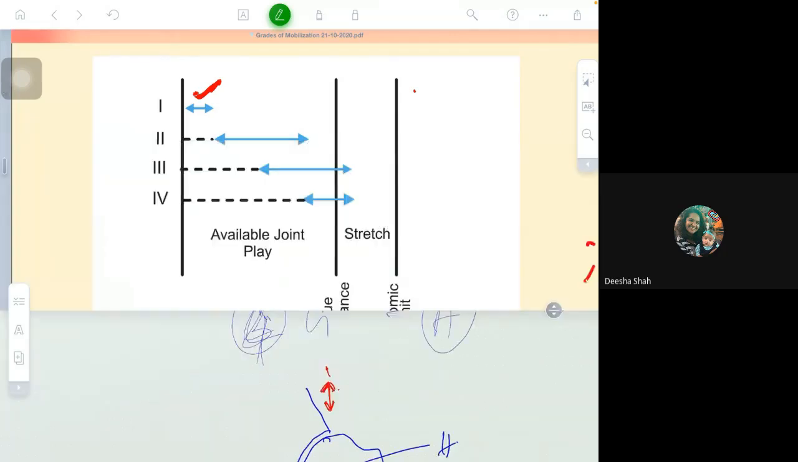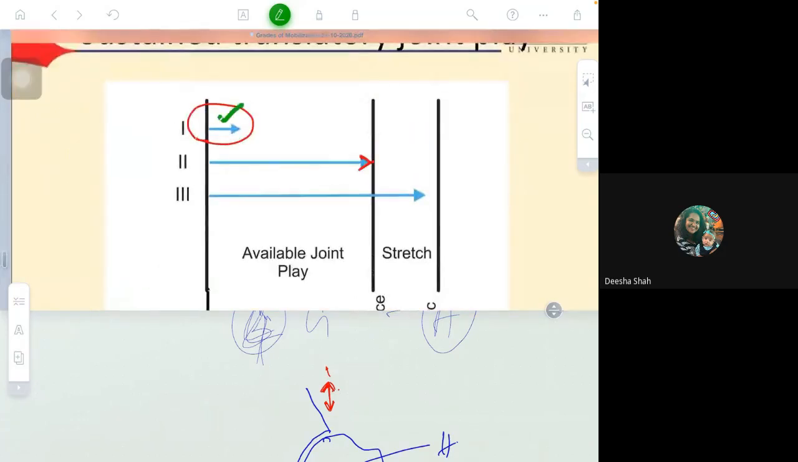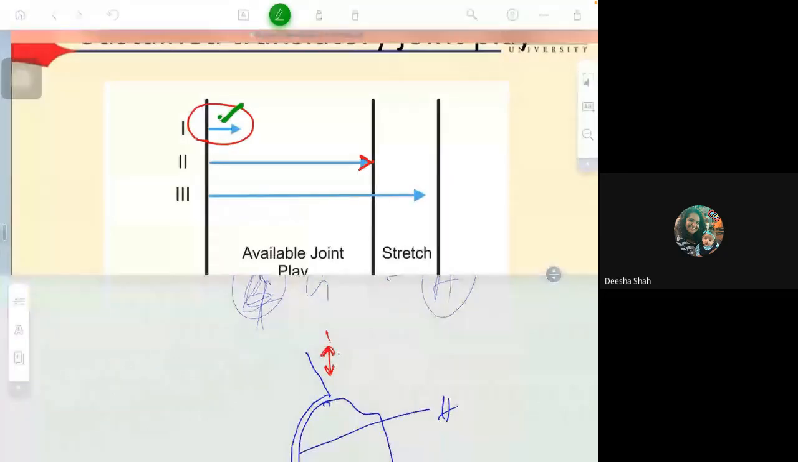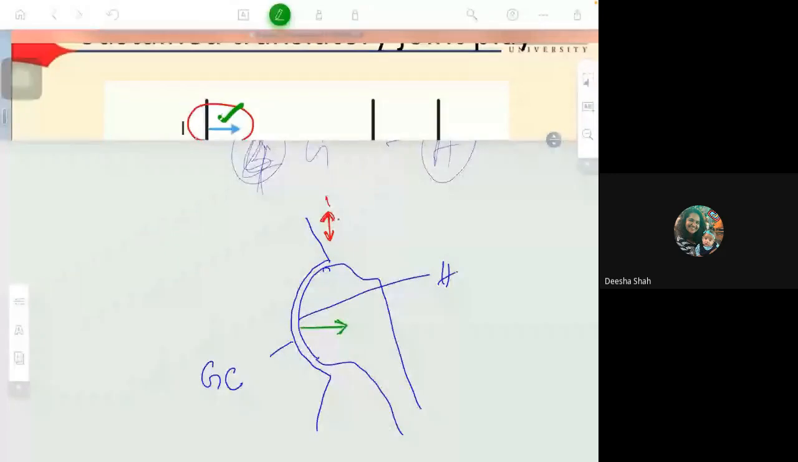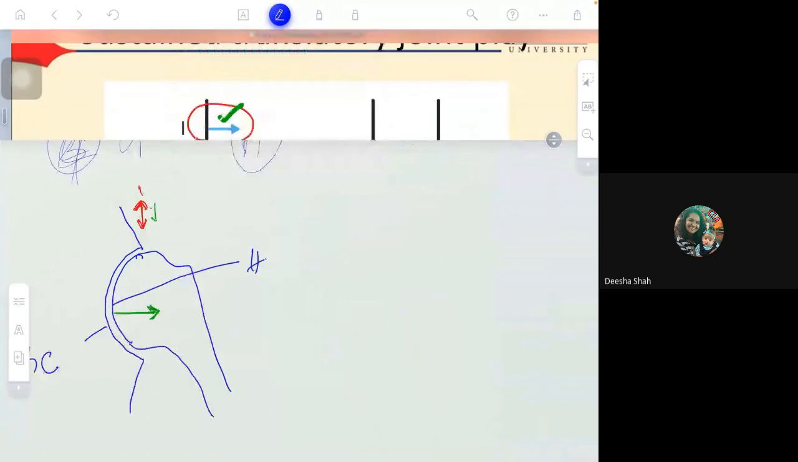What is grade 1 distraction? This one. This is grade 1 distraction. So first you will give grade 1 distraction, then only you will go for grade 1 mobilization. Why? What is the reason? Because now you see the second diagram. This is the glenoid cavity, and this is grade 1 distraction. See, you see the joint is distracted.